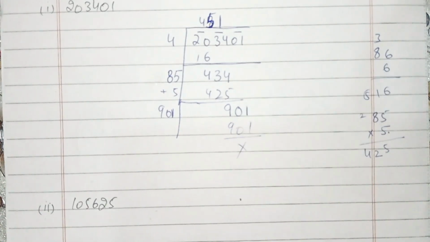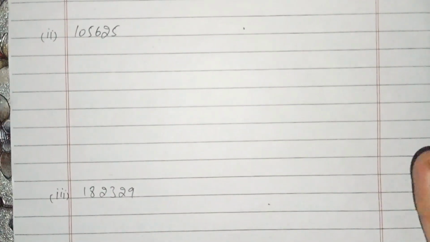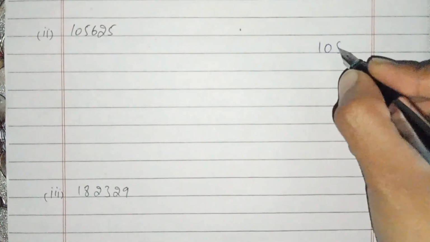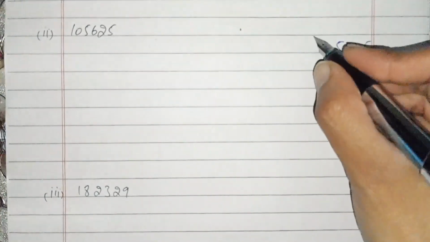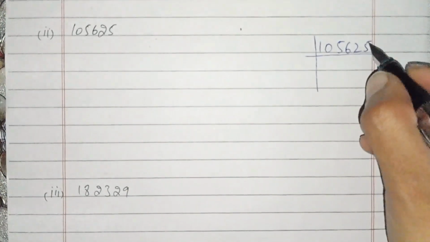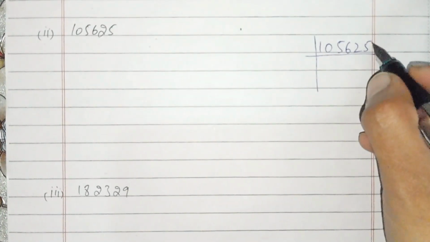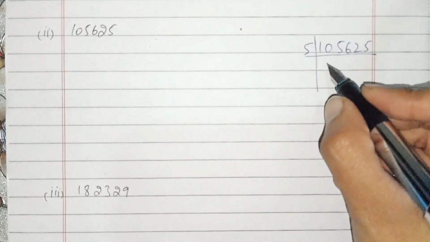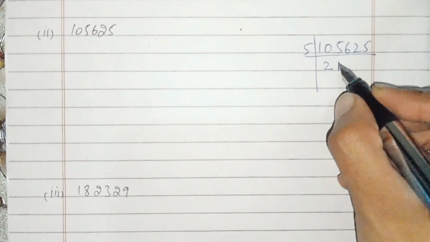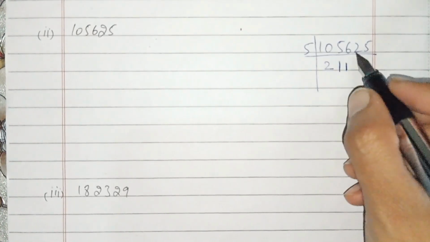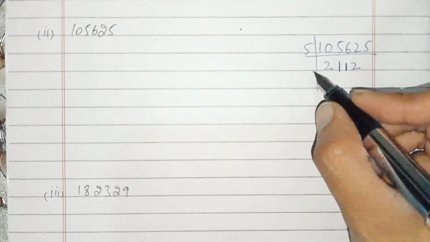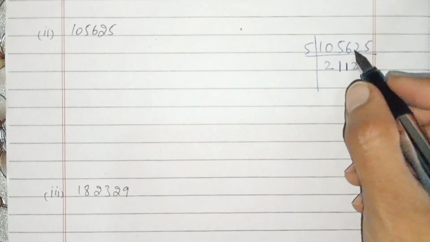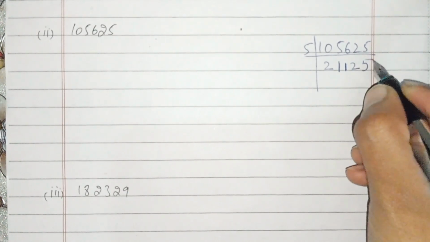Now students, part number 2 I will solve with the factorization method. First I have to make the factors of it. 105625, and you know that in the end there is the digit 5. It means that it comes in the table of 5. Now 5 times 2 is 10, 5 times 1 is 5, 1 carry, 5 times 2 is 10, and the next one, 5 times 2 is 10, and 5 times 5 is 25.